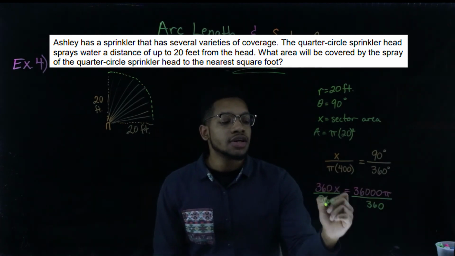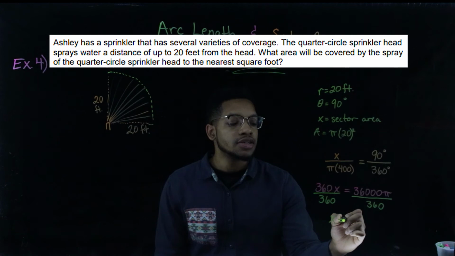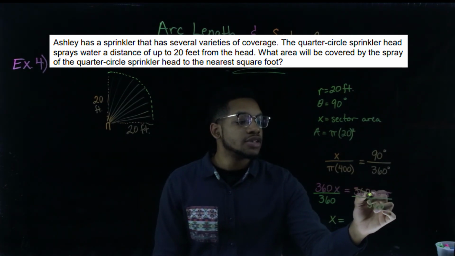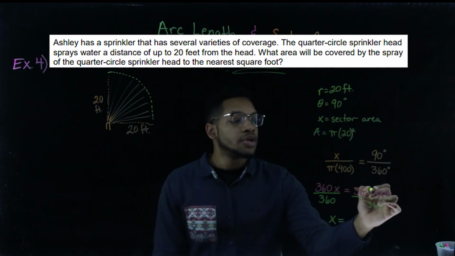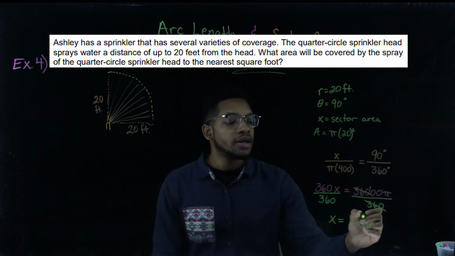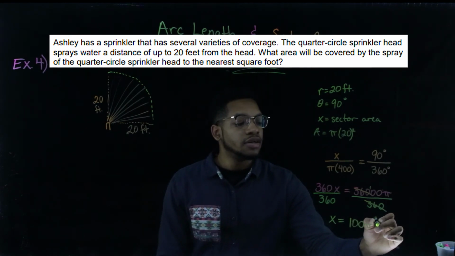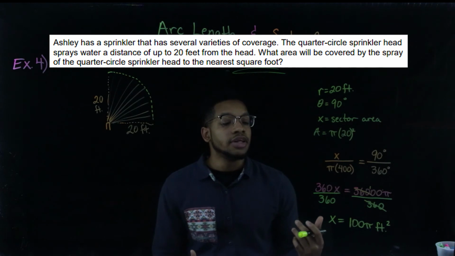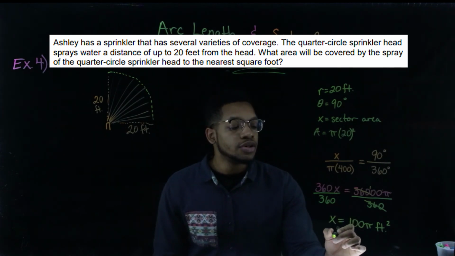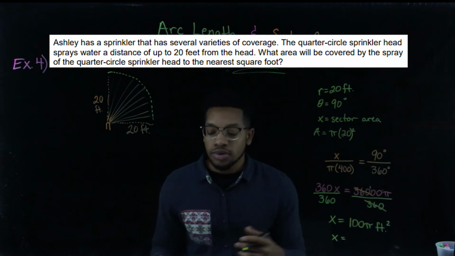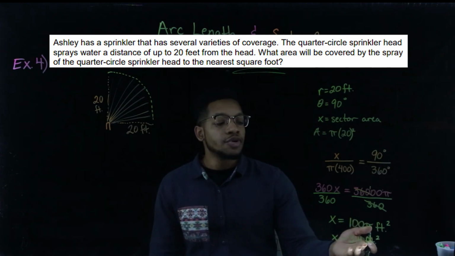All right, so my 360s obviously cancel out, and so I'm left with x equals 36,000 pi over 360. Well, I can just cancel out, and I'm left with 100 pi. So my area is 100 pi feet squared, since we're talking about area. And I know they did ask for it in the nearest square foot. So what you could do is just take 100 and multiply by pi and then round it to the nearest whole number. All right, so that'll just give me 314 feet squared.